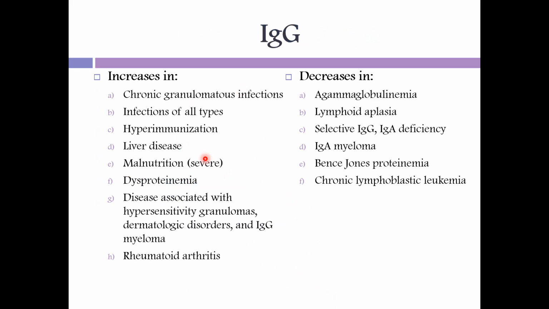Some conditions in which this immunoglobulin G is elevated: mainly chronic conditions, all chronic infections, hyperimmunization, some malnutrition, and liver diseases. It is decreased mainly in agammaglobulinemias.